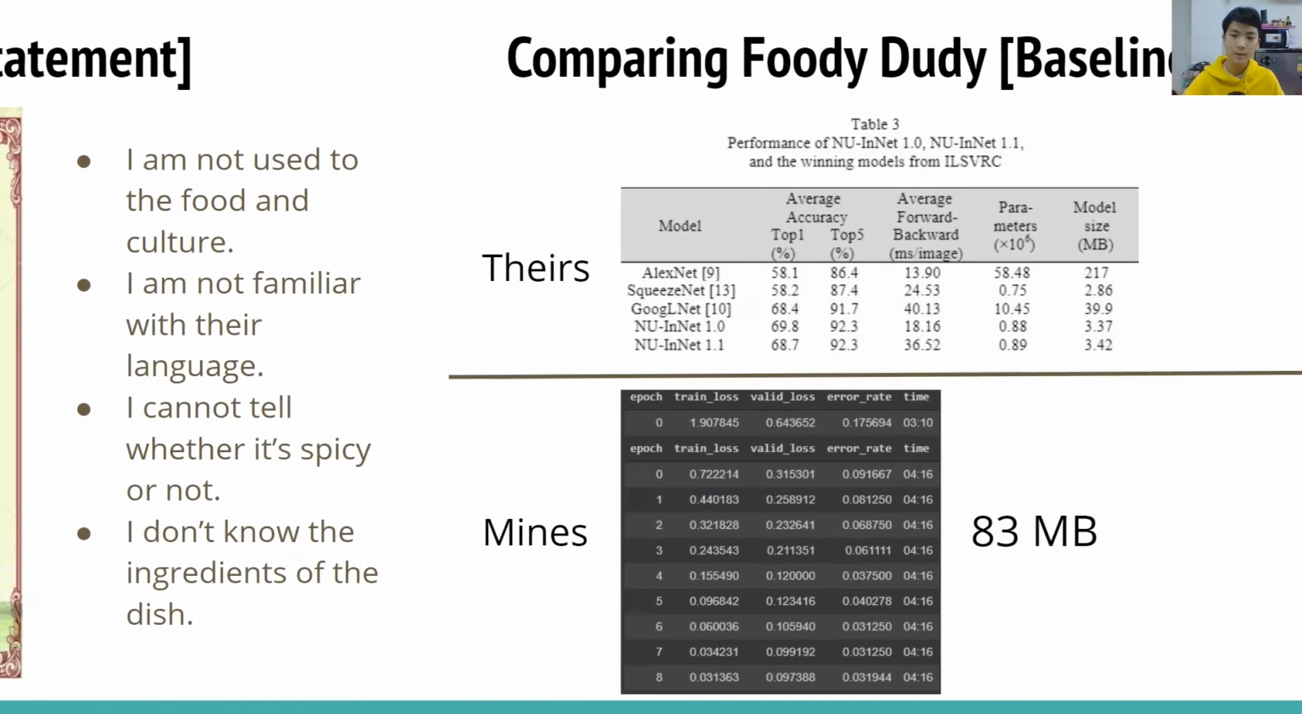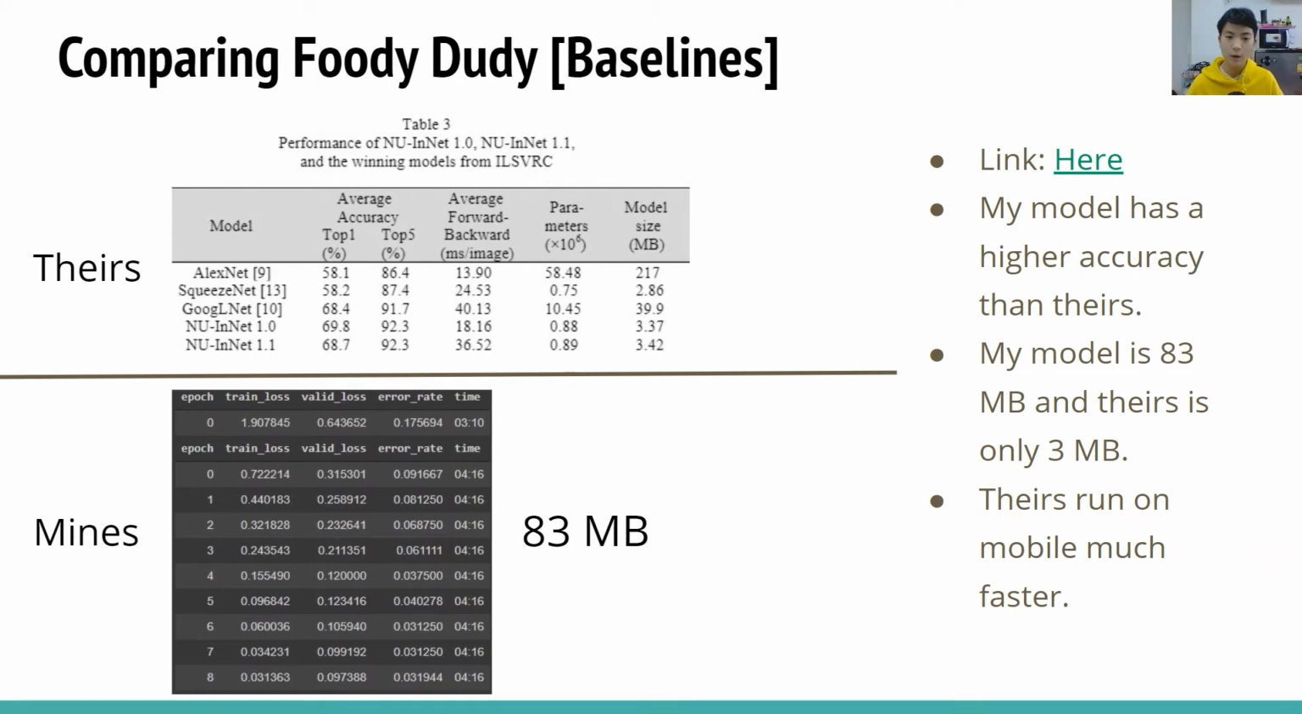Now, the second topic is my baselines. I found a link that I'll show you later by NU in Net, and they have an image classification model on Thai food on the smartphone, using neural networks. That is their model, and you can see that their accuracy and mine are pretty different. Their accuracy is not as great as mine, because if you look at top one, which we are going to use to compare, since mine is also top one, it's not as great as mine is.